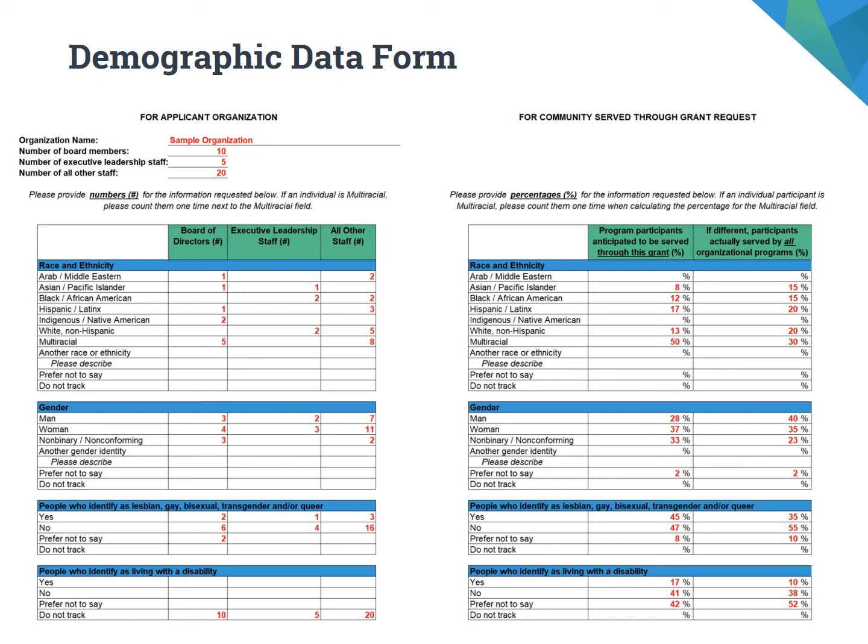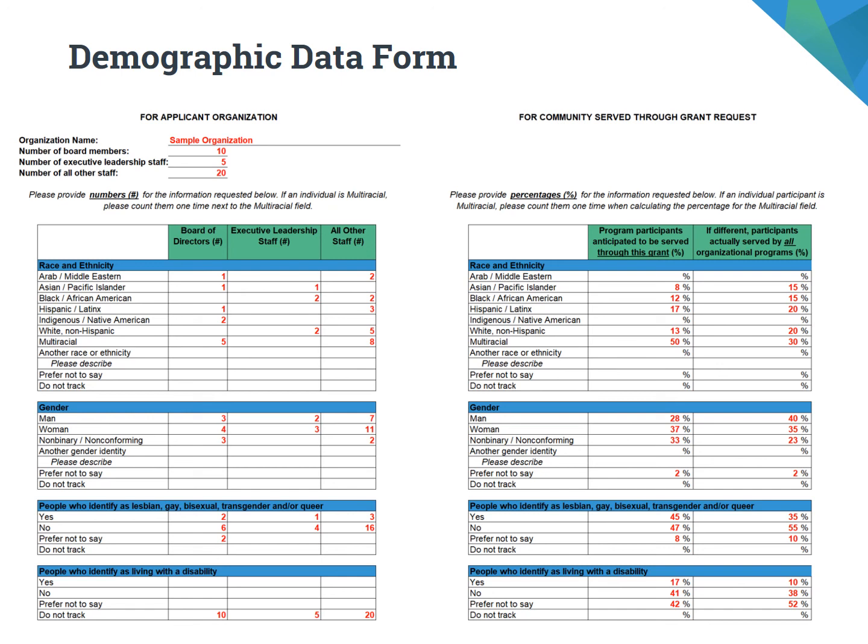Note that for every category, you have the option of selecting Prefer Not to Say or Do Not Track. We ask that as much as possible you complete each section. On the left side, the form asks for information regarding your organization. This information will be provided in a number format for your board members, executive staff, and all other staff. On the right side, you'll provide estimated information for those you intend to serve through the term of your requested grant. You'll also give information for who your organization actually serves overall, if different. This information should be provided as percentages.